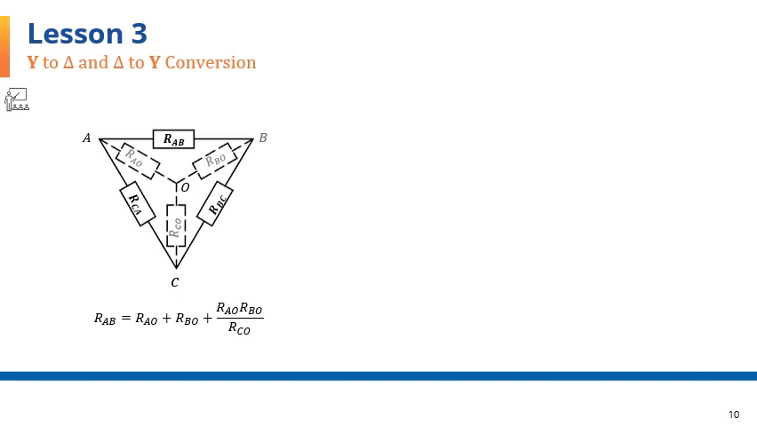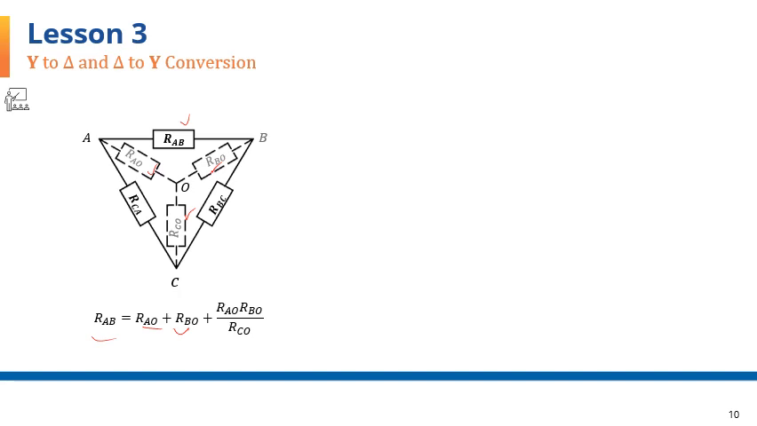The top delta resistance RAB, this one, is calculated as the sum of the two resistors that share the two ends of it. Those are the RAO and RBO added together, plus the product of those two same resistors over the third one, which is RCO. Although I'm not showing it here, the other two delta resistors are found using a similar formula. Let me just go over those quickly.